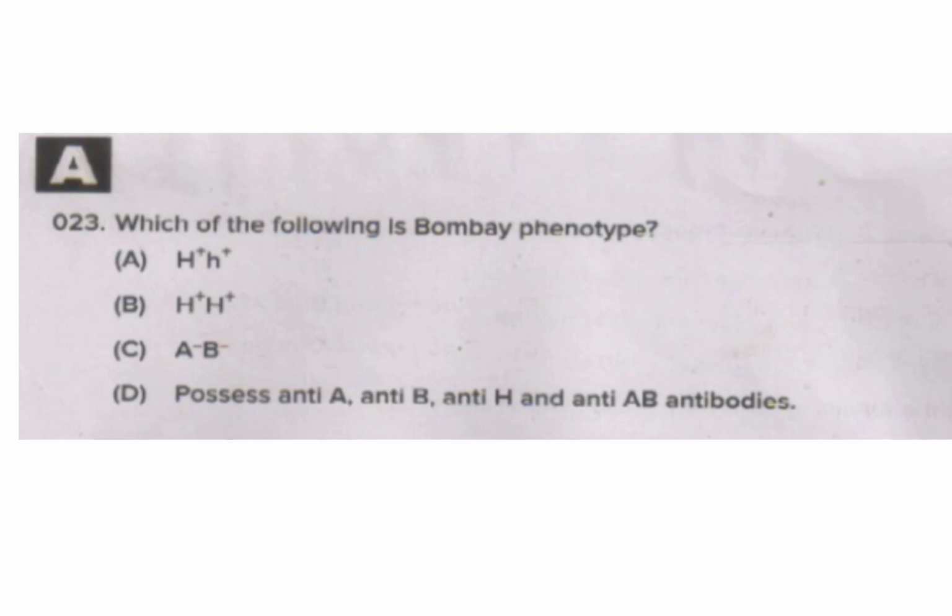First question, which of the following is Bombay phenotype? Options are: option A, Hh, capital H, small h; option B, capital H, capital H; option C, A minus, B minus; option D, possess anti-A, anti-B, anti-H and anti-AB antibodies. The answer is option D, possess anti-A, anti-B, anti-H and anti-AB antibodies. It is denoted by hh, small h and small h.